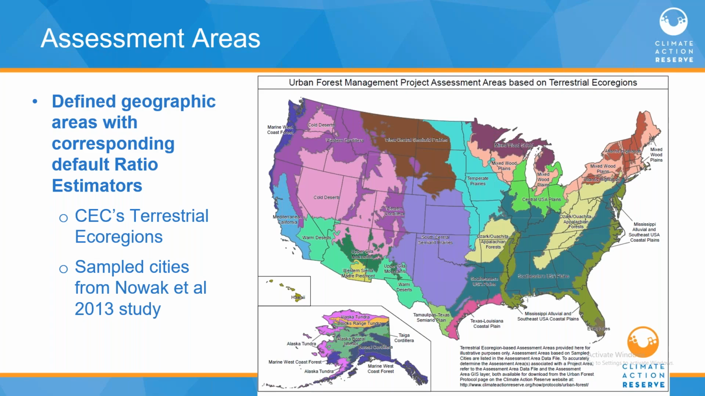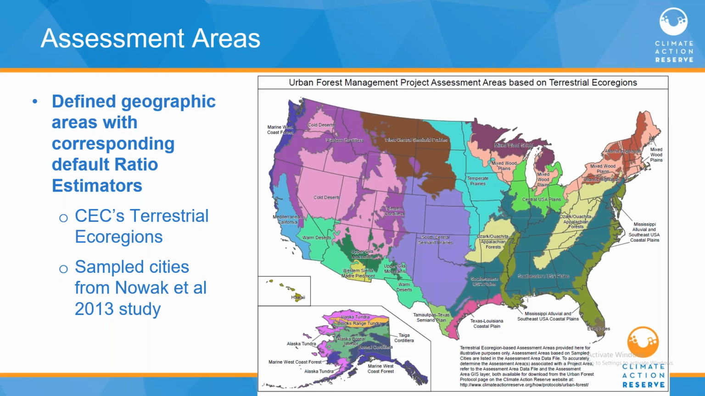The cities and urban areas in our assessment area table that have been discretely sampled to develop these ratio estimators are referred to as sampled cities. For urban areas and cities that did not have that discrete data, default ratio estimators were developed and scaled by applying the most conservative ratio estimator from those sampled cities into the corresponding assessment area.